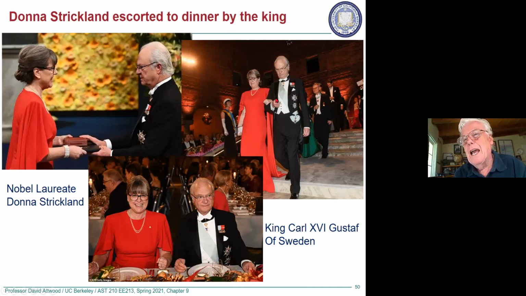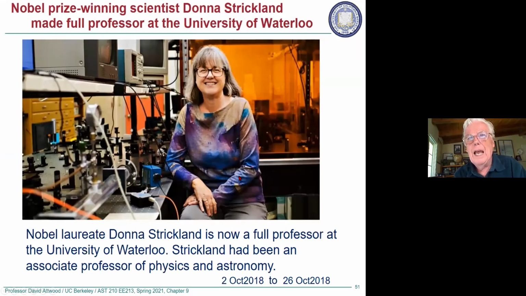But anyway, she said, how was it that she got chosen to be escorted by the king to dinner? And she said, the priority was he escorts someone who wins the physics prize, and two, if there's a woman, he escorts the woman. So she got escorted to have dinner, and she certainly looks quite happy here.